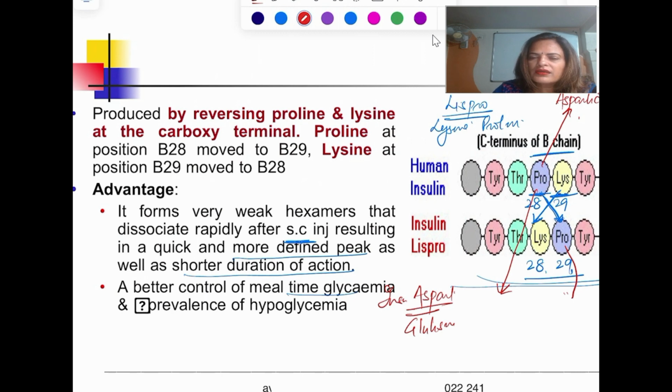With all that change in the sequence of the amino acids, they change its pharmacokinetics. They are going to make it a weak hexamer. So as soon as you give it by the subcutaneous route, what will happen? The monomers are immediately released. That is going to make it short acting.